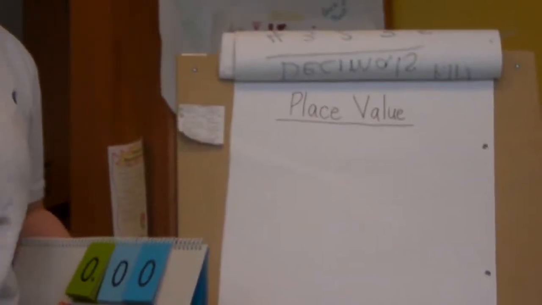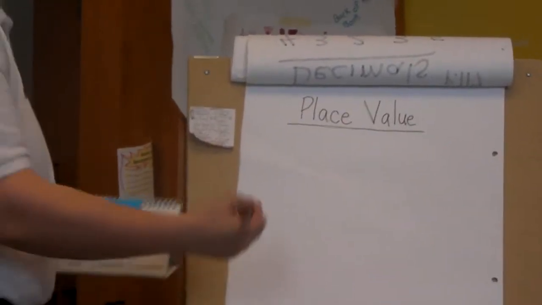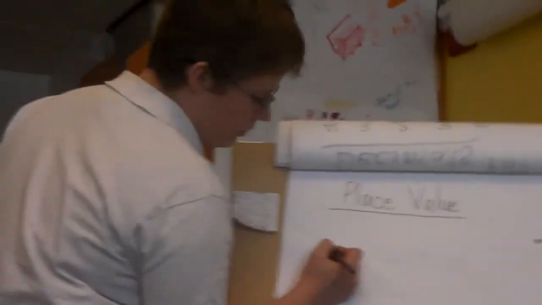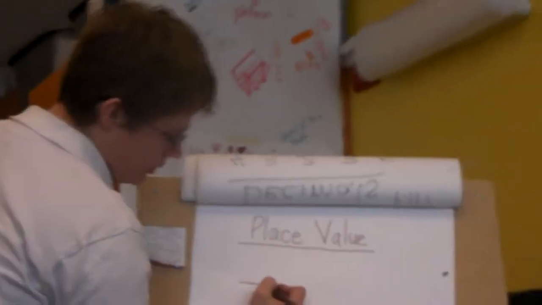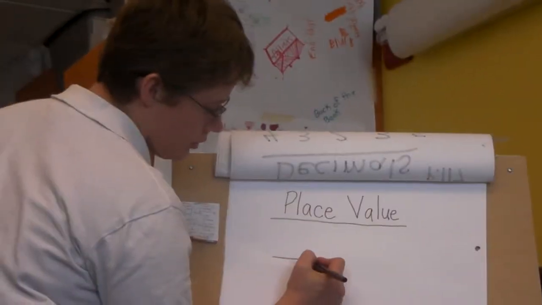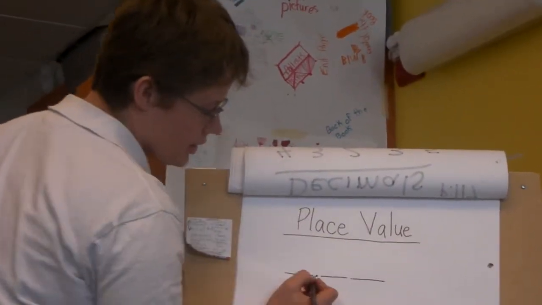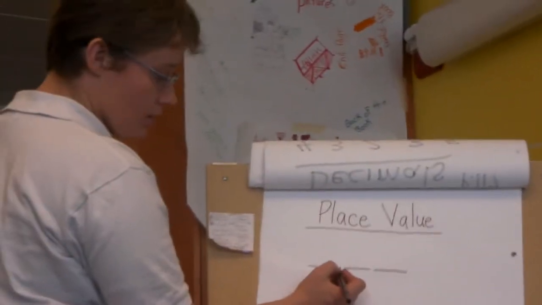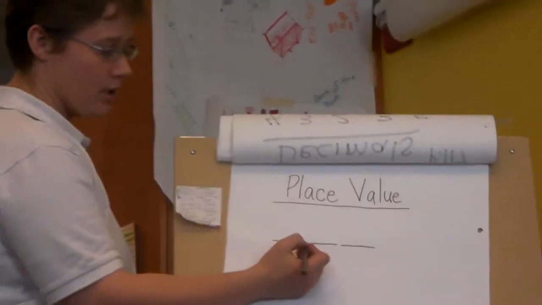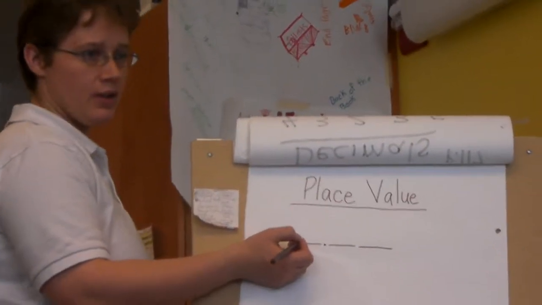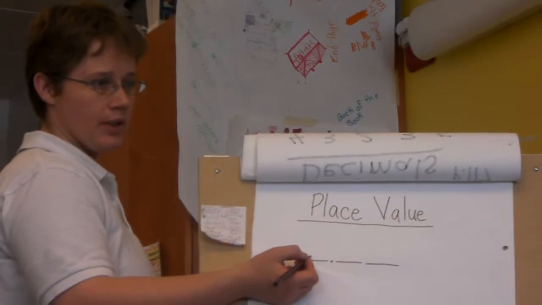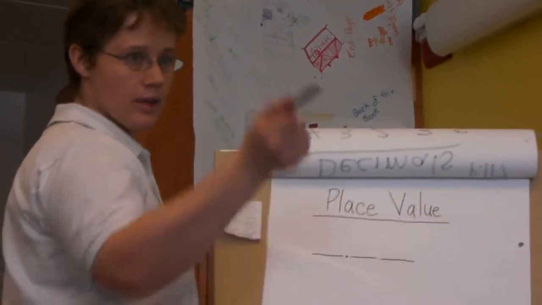Place value. Okay, Unit 5 has been about place value. And the first thing we're going to do is review what these places are called. So here's our decimal point. If our decimal point is here, what place is this? What place is this?